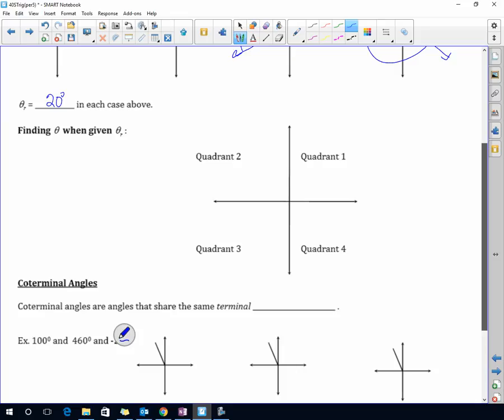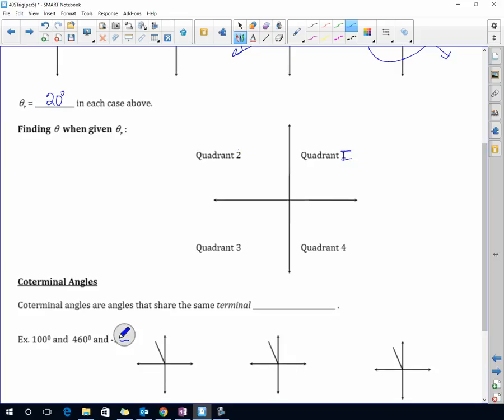Okay, so how did I find the related angle in quadrant 1? Well, the related angle was the reference angle in quadrant 1. How did I find theta in quadrant 2? Yes, 180 minus the reference angle. How did I find the related angle in quadrant 3? Yes, 180 plus the reference angle. And how did I find the related angle in quadrant 4? 360 minus theta r. Don't ever look at the y-axis. Reference angles are always with respect to the nearest x-axis.